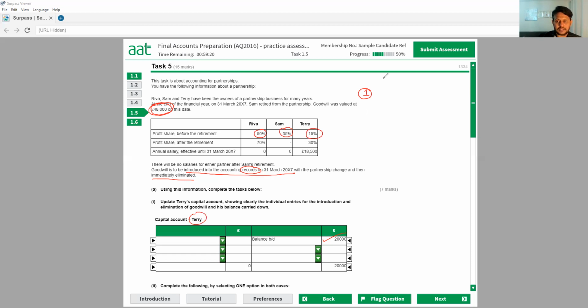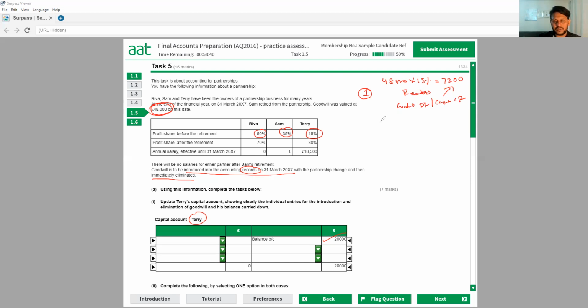48,000 times 15%, that's the old ratio. 48,000 times 15% gives me 7,200. That will be recording the goodwill. At that time, goodwill will be debit and the capital credit. So the capital will go up by 7,200.